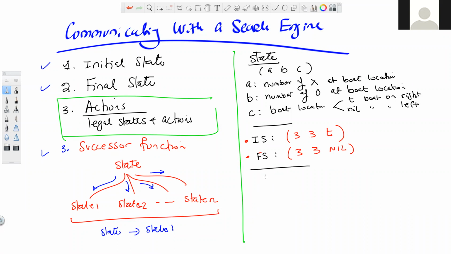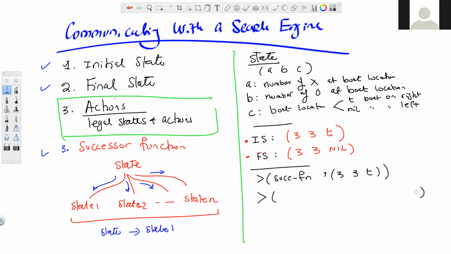So I'm going to go ahead and in Lisp, I'm going to say successor function. I defined one here. I call it successor function. And I gave it 3, 3, T. I'm not going to type the answer that I should get here. I want you to help me with that. And while you're thinking about this, I should get back a list, correct? I should get back a list of states.